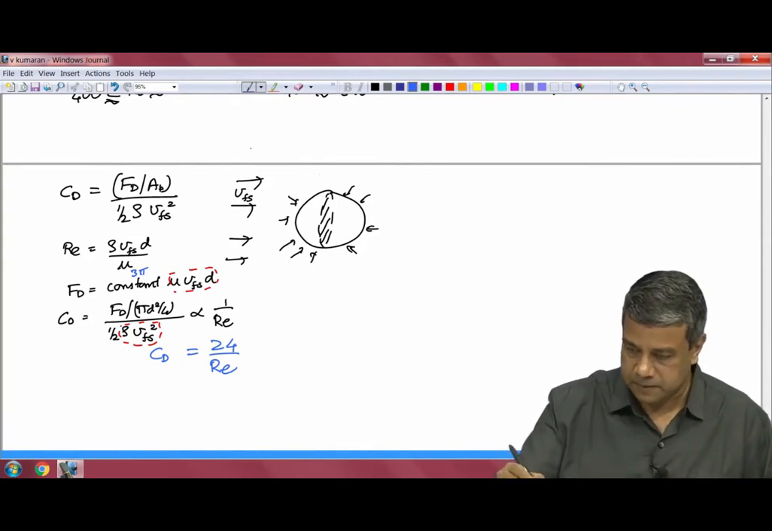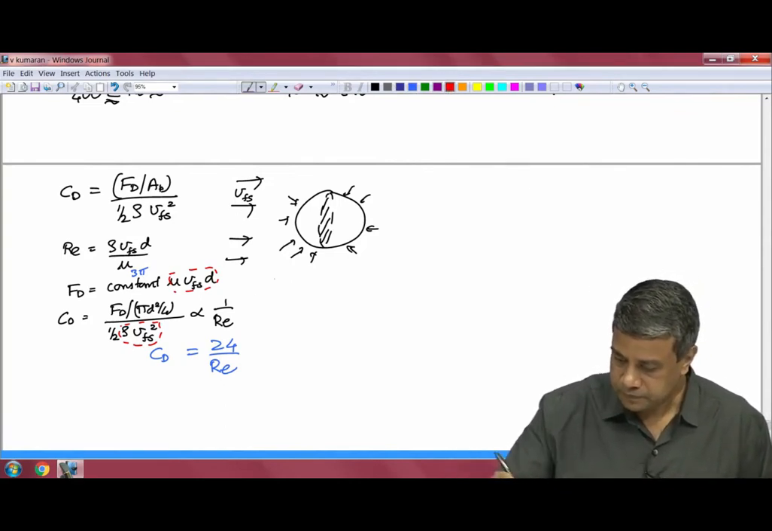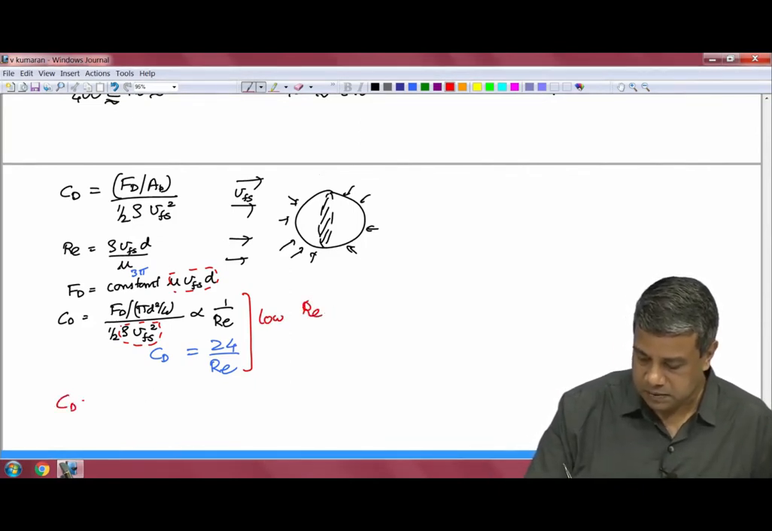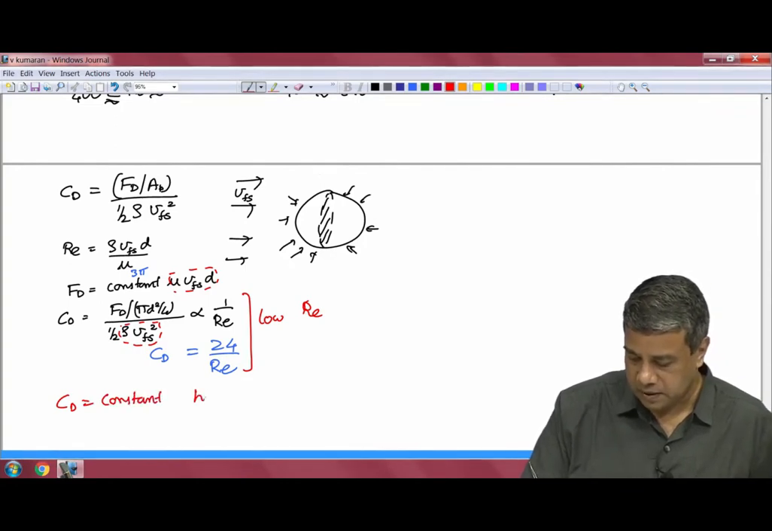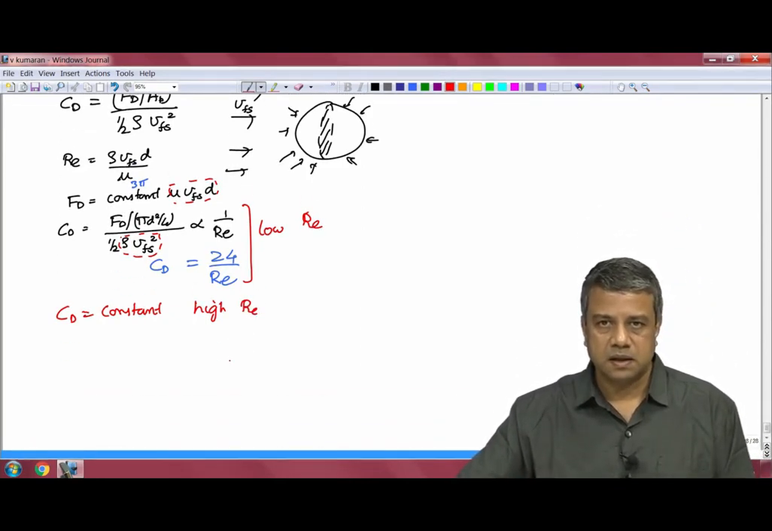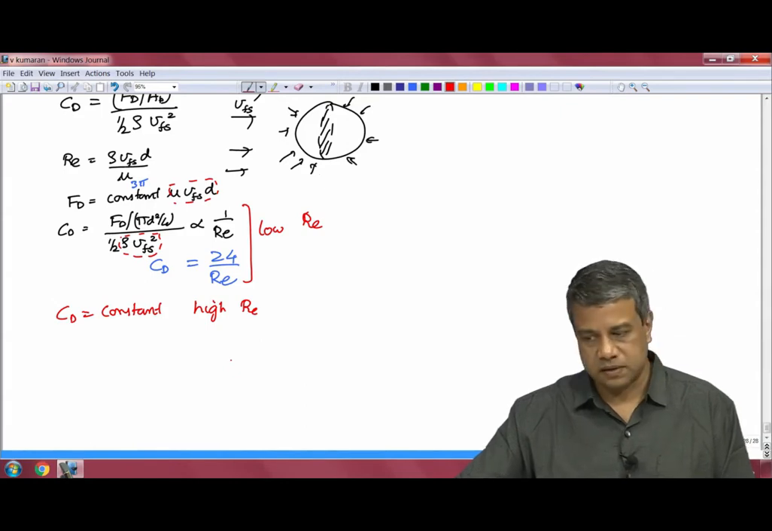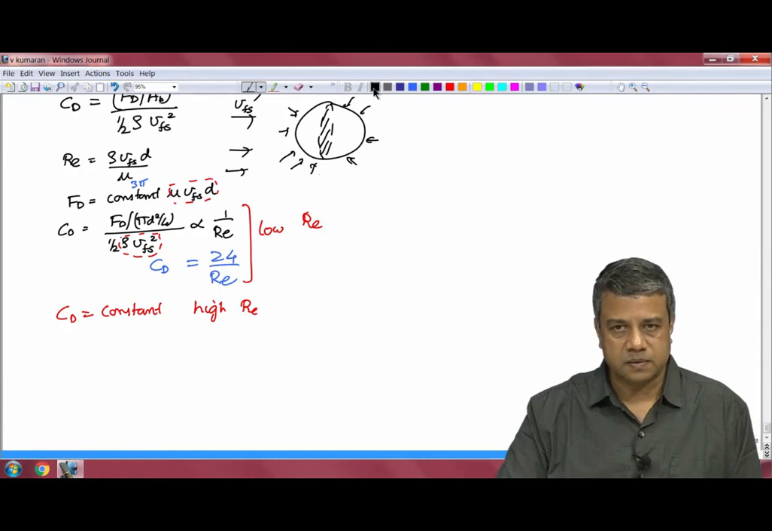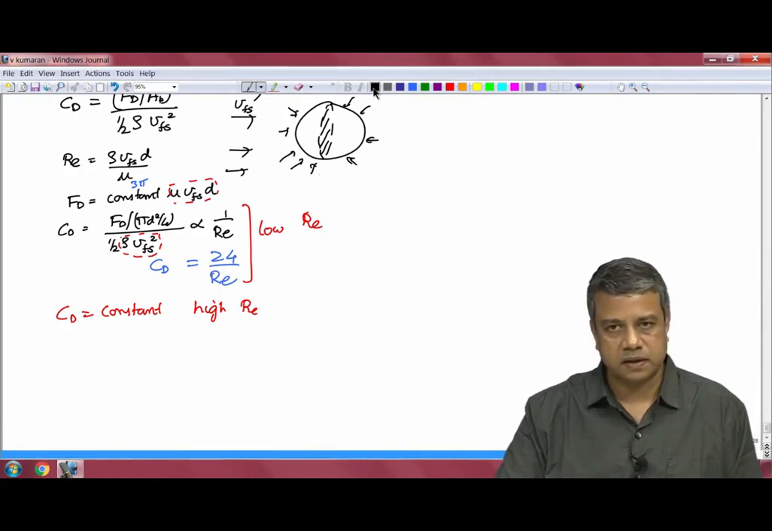This is for low Re, and CD is equal to a constant for high Re. This is what you would expect, and to some extent, that is what is actually observed in the flow past a spherical particle.